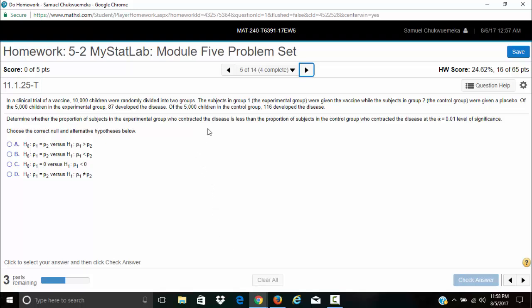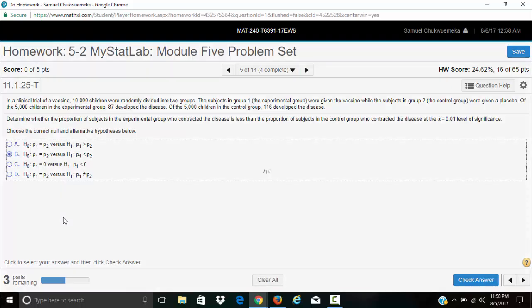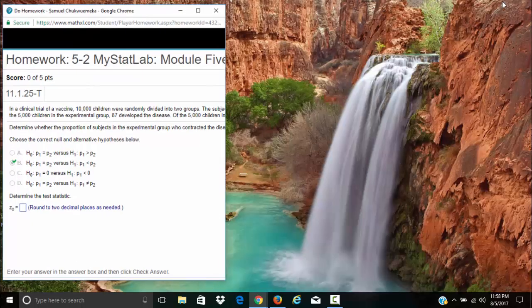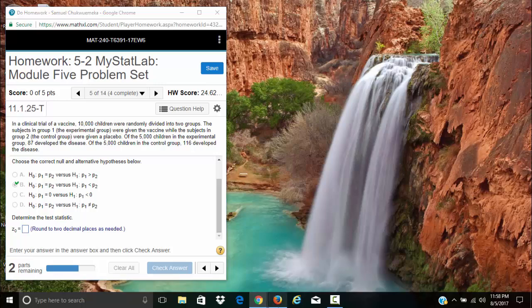So this is just like saying P1 is less than P2, P1 being the experimental group and P2 being the control group. Of course, the null would be that P1 is equal to P2, but the alternative hypothesis would be that P1 is less than P2. So that is option B. Okay? Determine the test statistic. This is a left-tailed, one-tailed test. I'm going to use my calculator and do it, and then I can show you with StatCrunch.